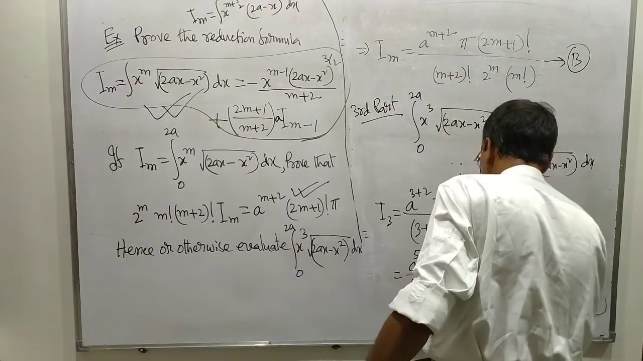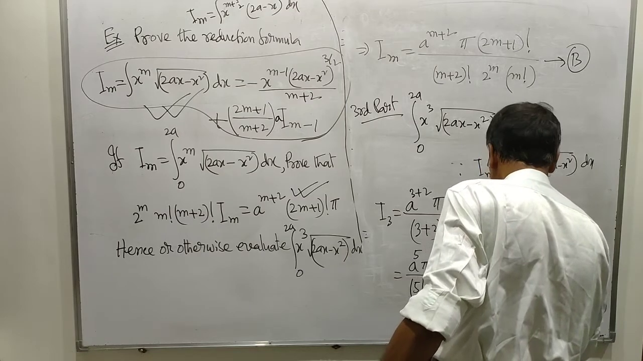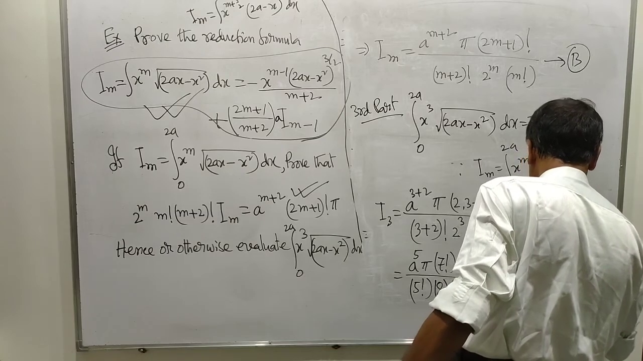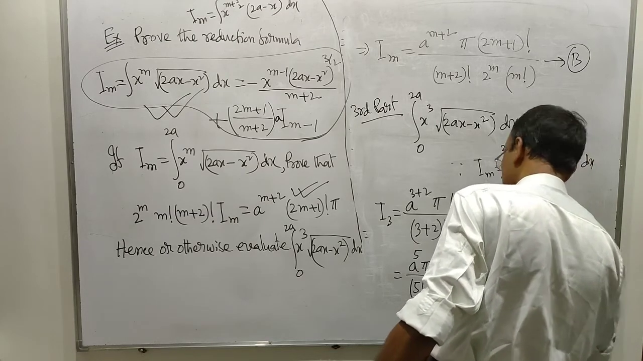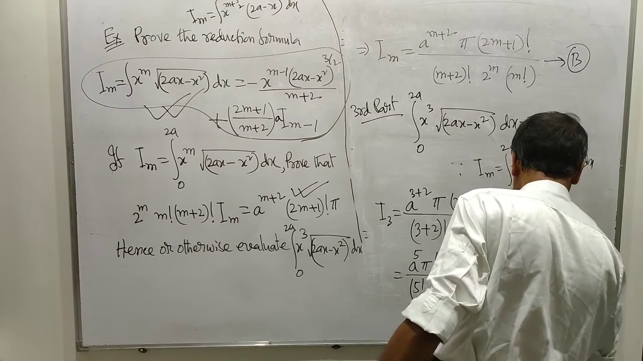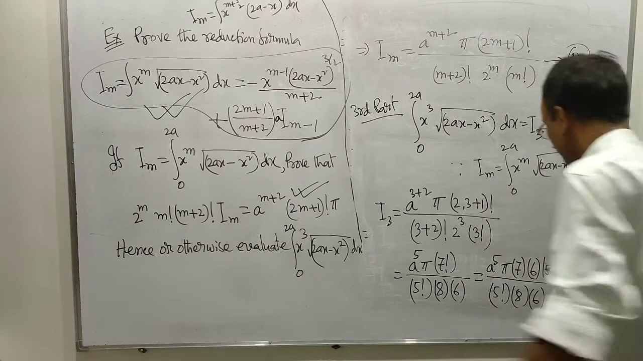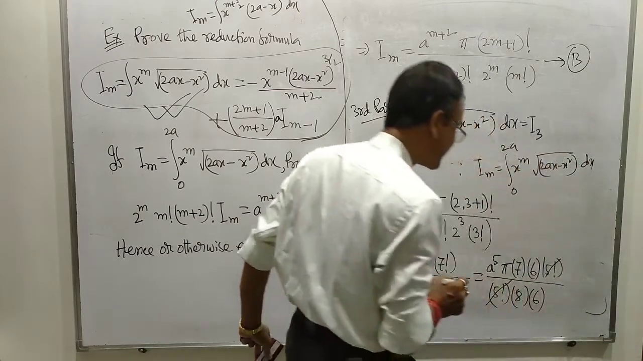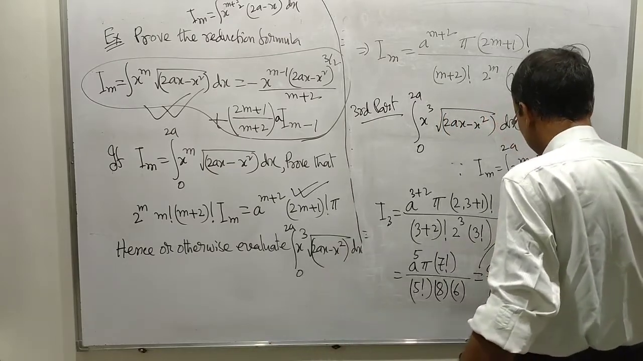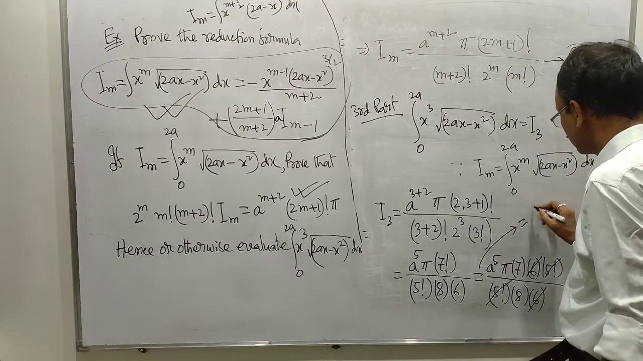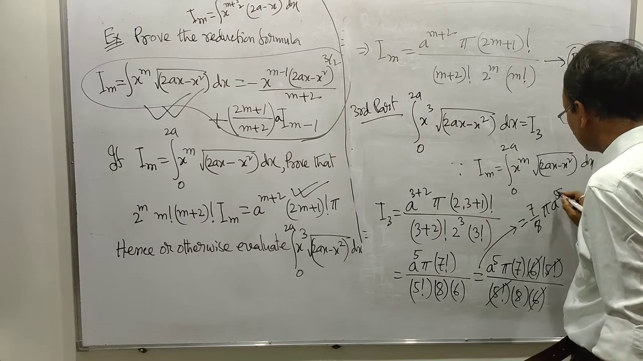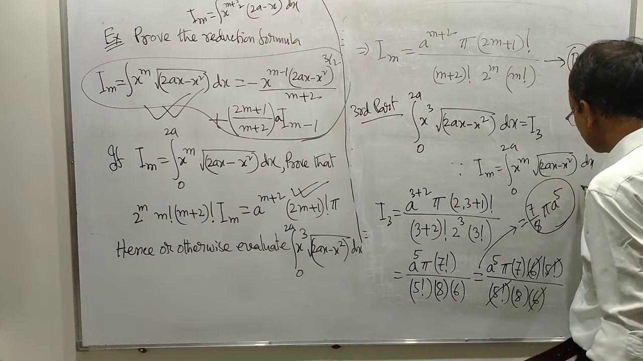This is equal to a to the power 5 pi, 7 into 6 into factorial 5, and here you may write factorial 5, 8 into 6. Right? Now the factorial 5 will be cancelled, 6 will be cancelled, and the answer will be 7 by 8 pi a to the power 5. This is the answer.